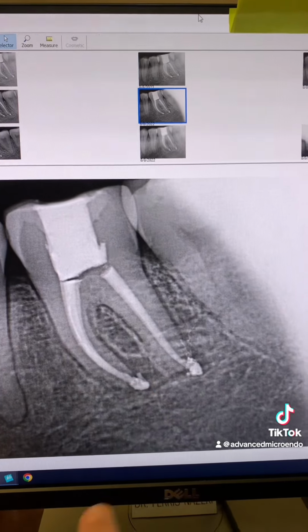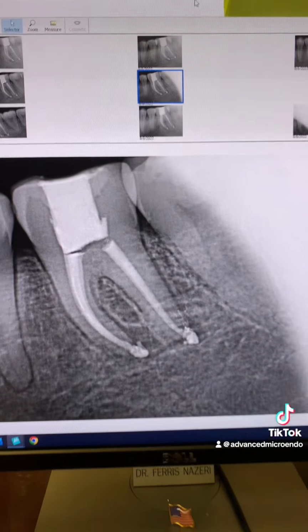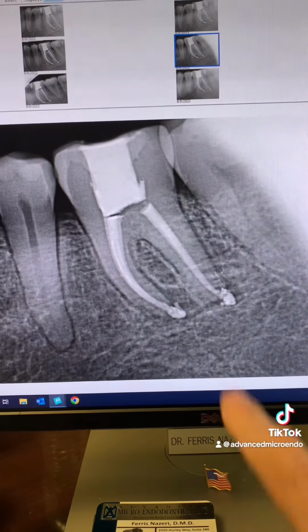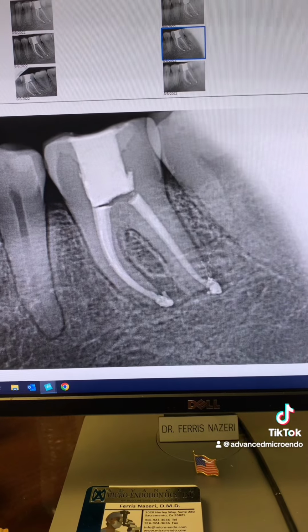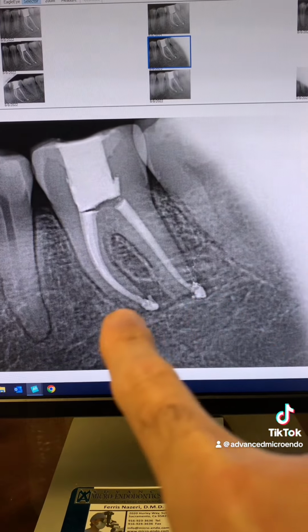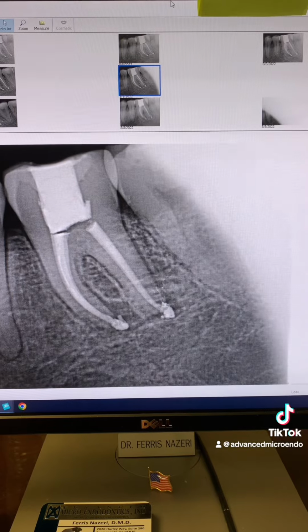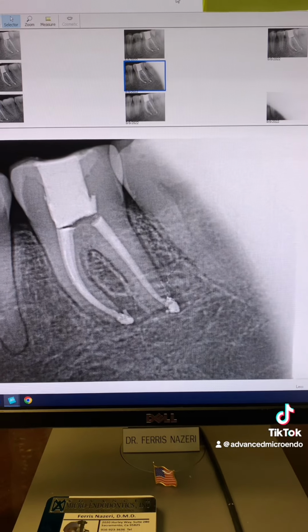Not as good as the first x-ray that I showed you, but this is immediately after we did the root canal. And again, we did this root canal in one appointment. And look at the sealer extrusion. Will this cause endodontic failure? Will me doing the root canal in one appointment cause endodontic failure?